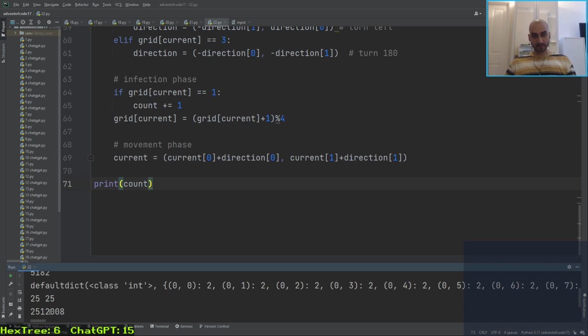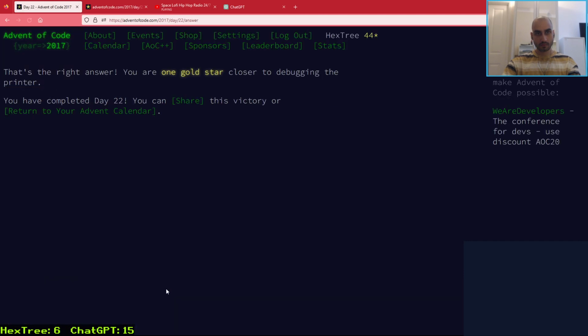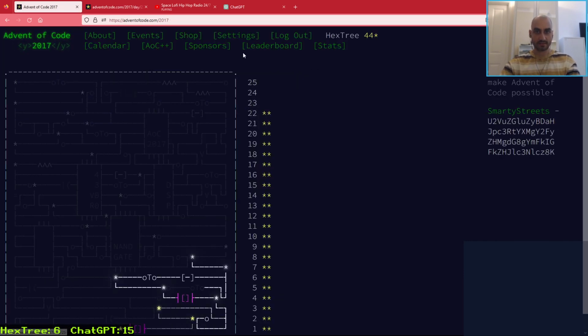That sounds perfect, because if it's 10 million, and you're changing these states between 4 different states, then on average about a quarter of them will end up infected, because all of the states will keep rotating. So that sounds right. Roughly a quarter of 10 million. Almost exactly, because there's 4 different states. Correct. That was a nice, easy problem.